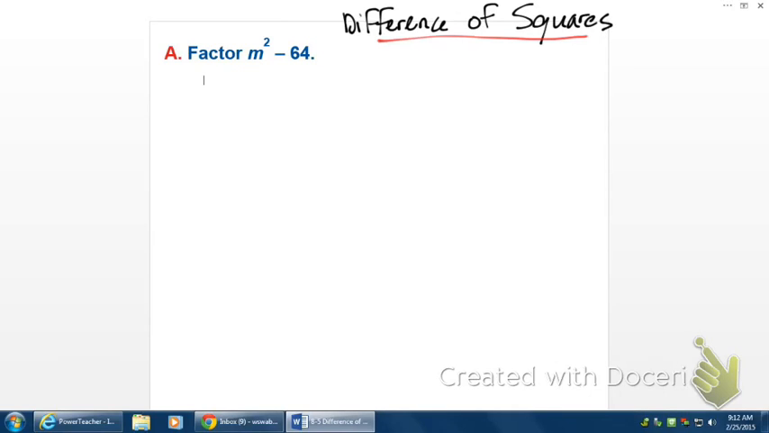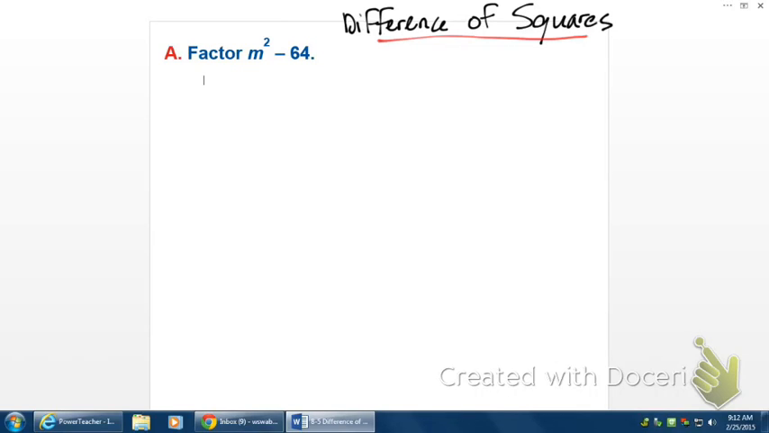M times M gives me M squared, and 8 times 8 gives me 64. So both of those numbers are considered perfect squares. Now, the difference part, where does that come into play? Well, look there: M squared minus 64. Minus means difference. That minus is telling me we're subtracting, so difference of squares. M squared is a perfect square, and 64 is a perfect square.